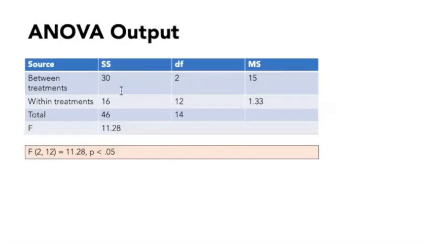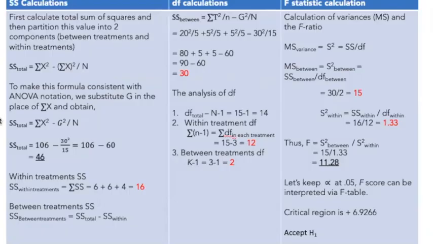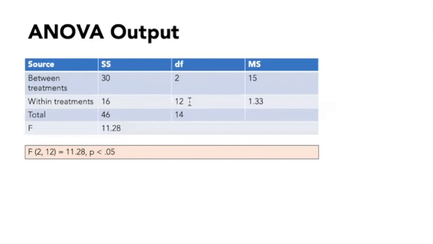And then within treatment, sum of squares is 16. The value is here. And then degrees of freedom is 12. Variance is 1.33. We calculated all of this in the previous slide. And then the total sum of squares is 46, the degrees of freedom total is 14, and the resulting F score is 11.28.